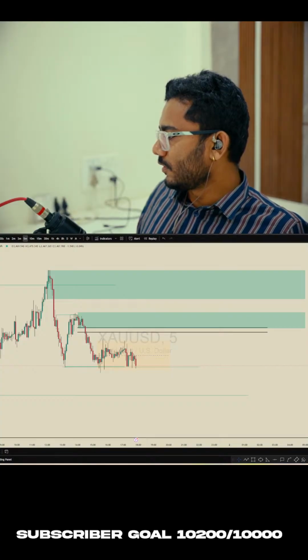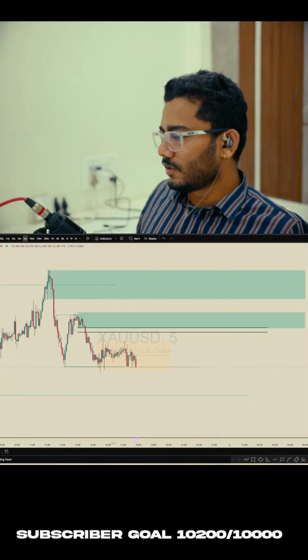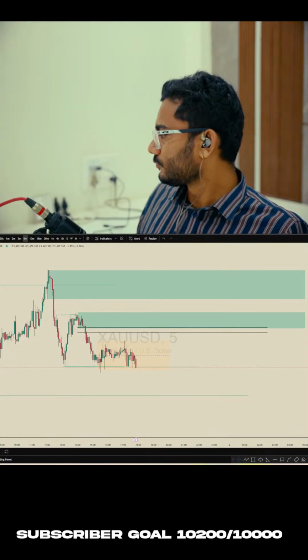Is it still stuck in the inside bar on monthly, right? Yes.